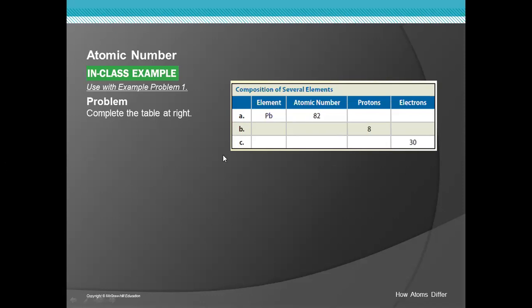Yes, I said before that atomic number is the same as the number of protons and the same as the number of electrons. So if this element has atomic number 82, the number of protons and the number of electrons will be 82 also. Understand, Sam? Yes. This is the relation between atomic number and the number of protons or electrons: they are the same. Okay? Thamer, can you answer question number 2 in this table?